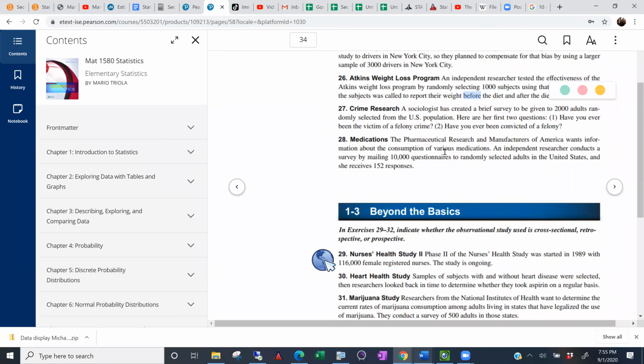Problem 28. The Pharmaceutical Research and Manufacturers of America wants information about the consumption of various medications. An independent researcher conducts a survey by mailing 10,000 questionnaires to randomly selected adults in the United States, and she receives 152 responses. Yeah, that's even worse than the sheer height example earlier in terms of response rate. What do you think? Observational study or experiment? Observational. Yeah, I agree. Observational.